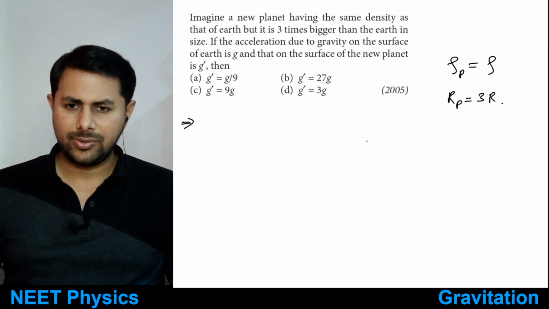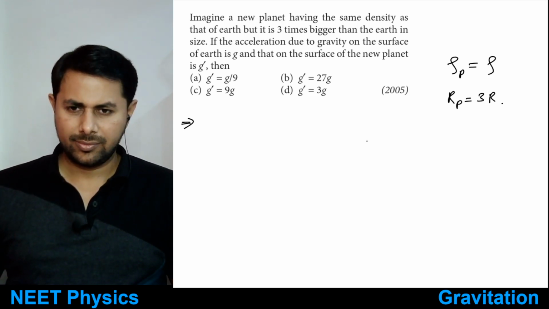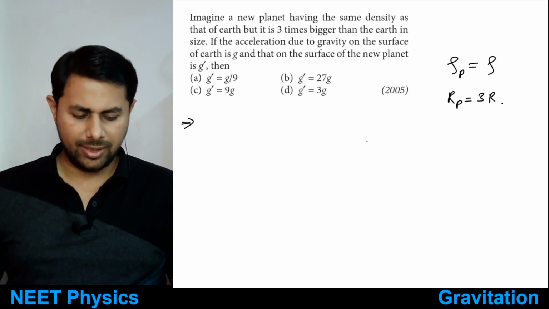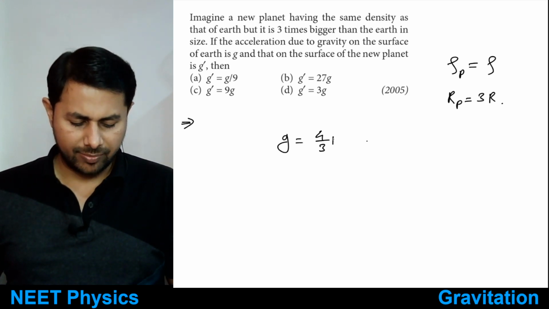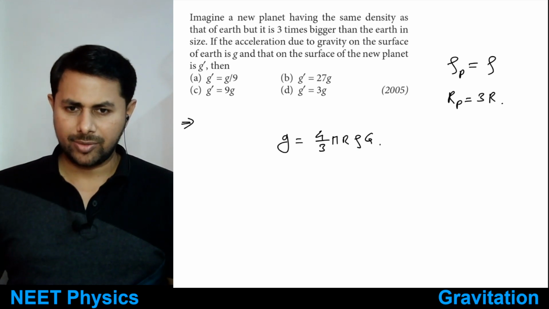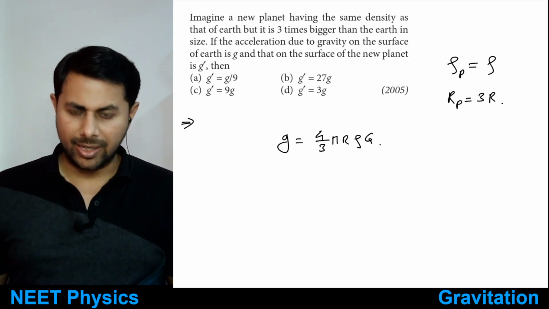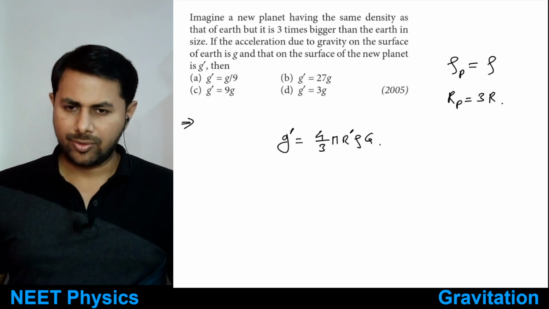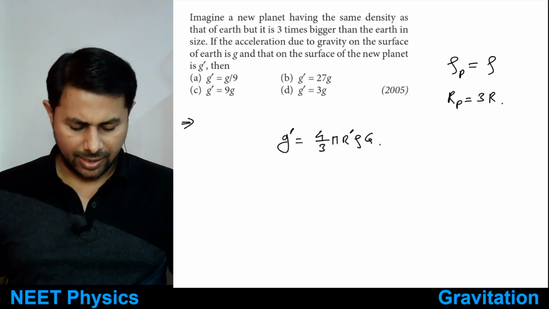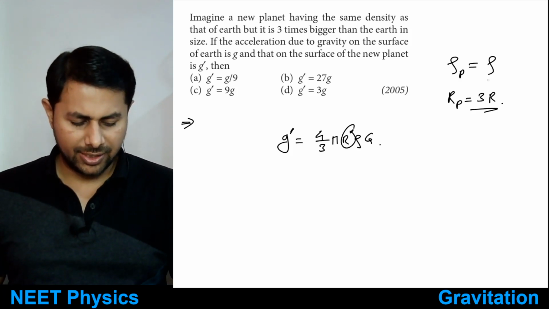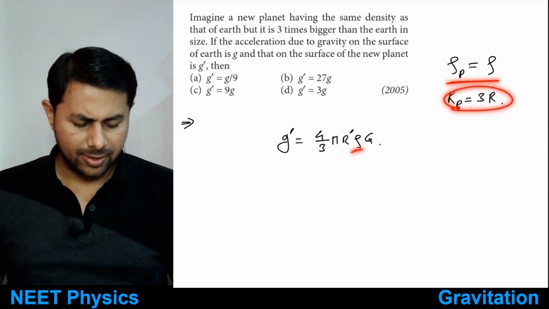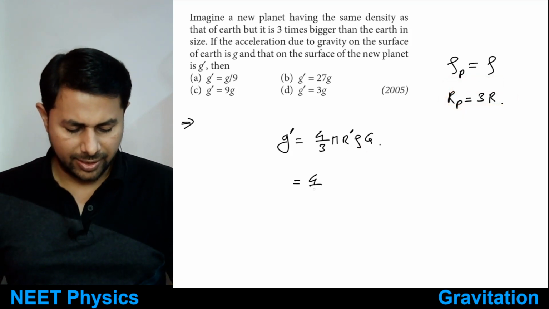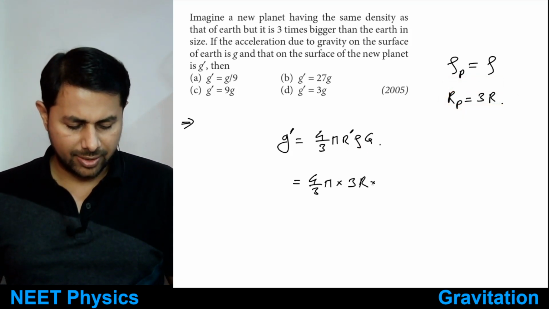Which formula will you use? In terms of density, g is equal to 4 by 3 pi r rho G. Make use of this one. So g prime would be equal to 4 by 3 pi r prime rho G, and r prime is equal to 3 times r. Density is equal. So that means 4 by 3 pi times 3r into rho G. So this is just 3 times g.